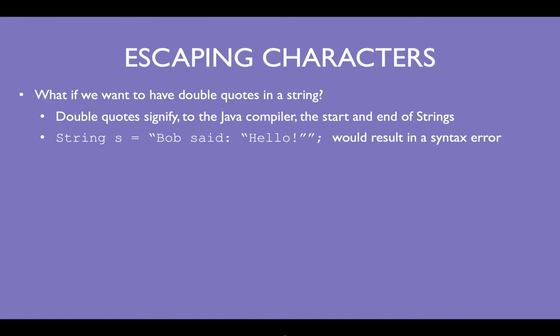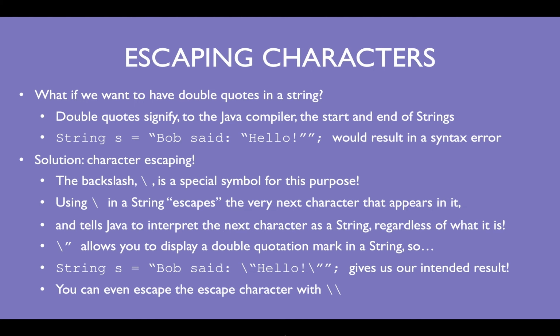So luckily there's a solution for this, and it's called character escaping. The backslash operator, or symbol, is a special symbol exactly for this purpose. Using the backslash symbol in a string escapes the very next character that appears in it, and it tells Java to interpret the next character as a string character, regardless of what it is and what function it may serve. So for this case, if we use a backslash followed by a double quote, this allows us to display a double quote mark in a string.